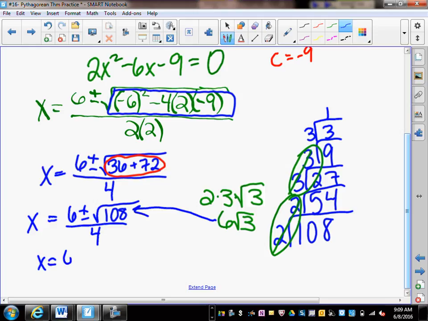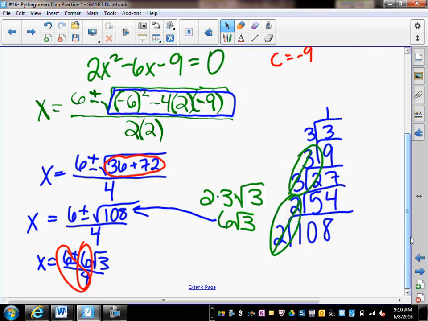Okay, so 6 plus or minus 6 root 2 over 2. Now, you so want to be done at this point, but we have one more thing to do. We have to simplify it with our heart. So we simplify 6 and 2, and we simplify only what's in front of your radical. Radicals are kind of testy. They only can simplify with radicals of their own kind.